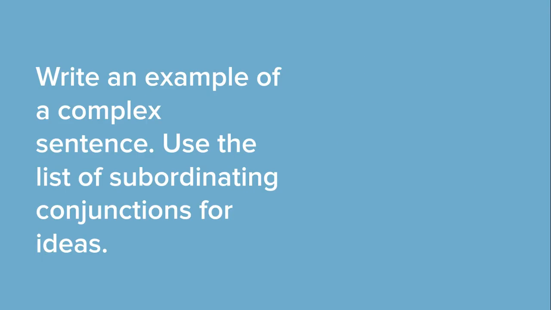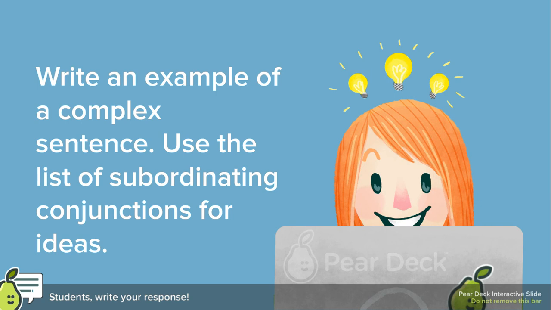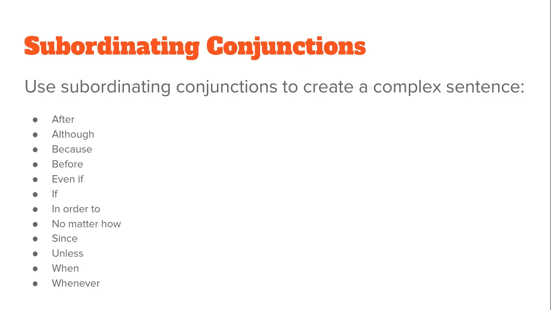So what I want you to do, I want you to think of an example of a complex sentence. I want you to use the list of the subordinating conjunctions for ideas. Use any of these words from the list to start your sentence. I'll give you about 15 seconds to think of one. Ready, set, go.